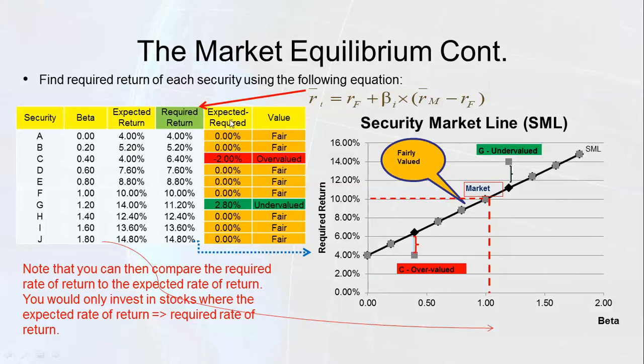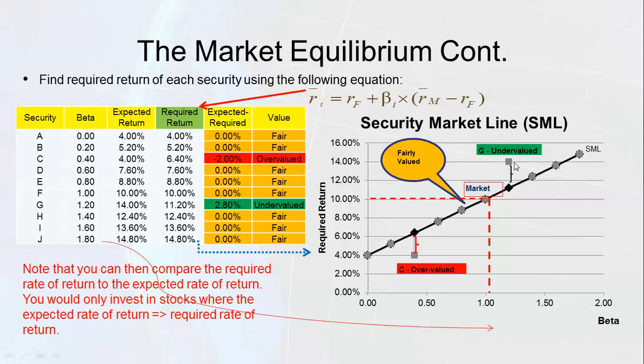If your required rate of return and expected return are the same, that means this is a fairly priced security. If your expected return is less than your required rate of return, then it's an overvalued security. So C is an overvalued security. And for G, you need only 11.2%, but the expected return is more than that. That means this stock is too cheap.